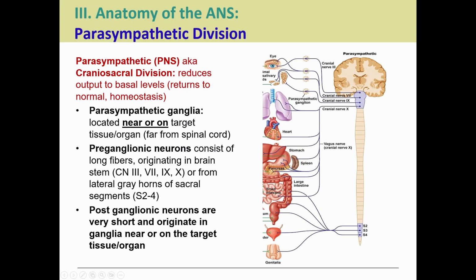I'm not worried about you memorizing a ton of stuff here. You've already done that in anatomy. So I'm not going to beat this into the ground, but you should at least know that major structural difference between sympathetic and parasympathetic in terms of where the ganglia are, how many neurons we have, and what neurotransmitters they're using.